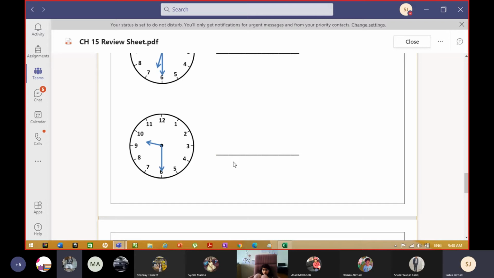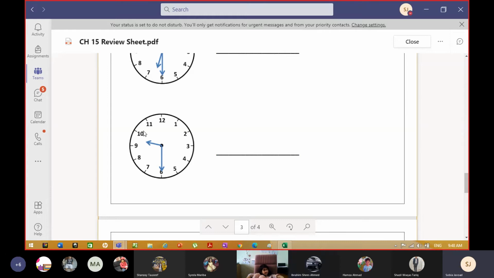Ibrahim, what is the time here? Not 6. See, the minute hand is on 6 now, and the hour hand, which you have to look at first. You have to always look first at this hand. So this is after 9. It means this is 9 o'clock. 9:30.